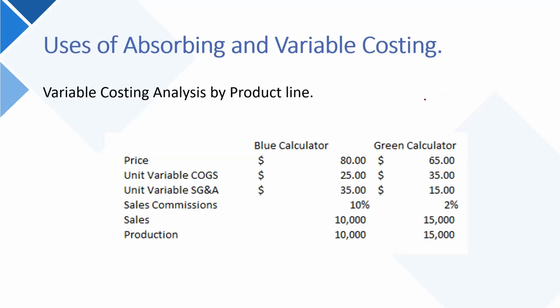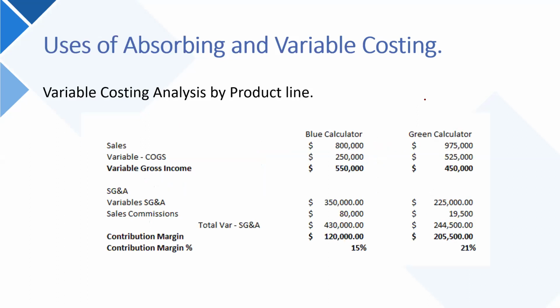So let's see an example of analysis when we take the information, we turn it into variables. So we have two products. We have a blue calculator and a green calculator. We have two prices. We have two variable costs. We have two variable sales general administrative, SG&A. We have two sales commissions. We have 2 months of sales, and we have 2 months of production. So we are going to take all this information and turn it into small income statements just to see the variable gross income, because that's the one I want to analyze right now.